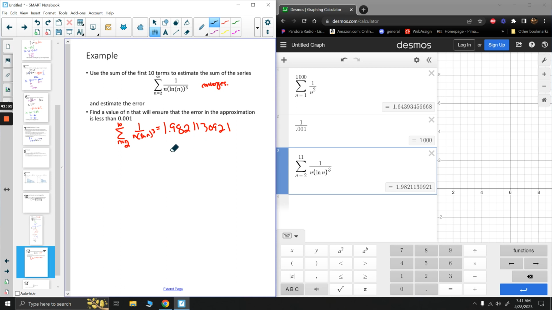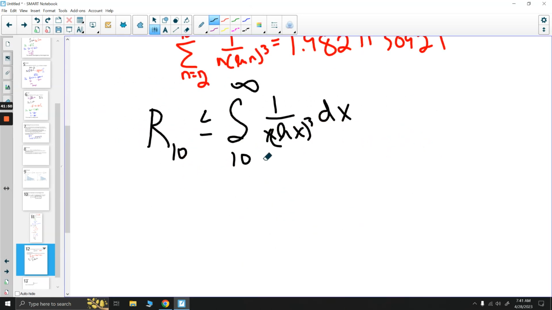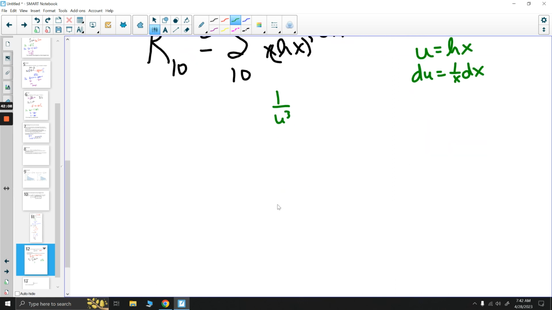this is our approximation. Now, we needed to know, well, how good is the error? And again, the remainder, R sub 10, is less than or equal to the integral from 10 to infinity of this 1 over x ln x cubed dx. I'm back to x's again, okay? Because we'll use n's later on, and I just don't want to get those mixed up. Okay, so we've already integrated this thing, but as a reminder, our u here is ln x, our du then is 1 over x dx, and so we're basically just integrating 1 over u cubed.